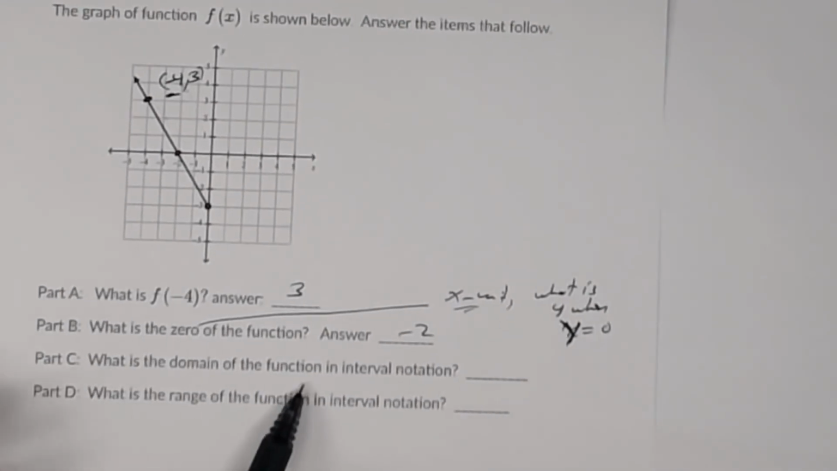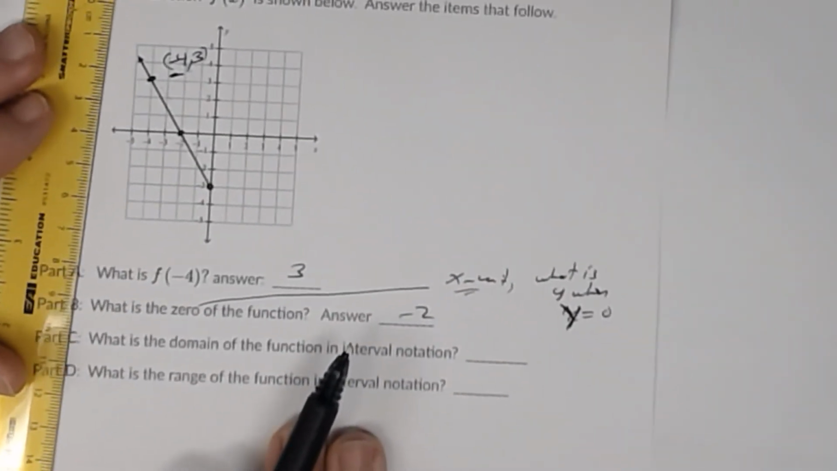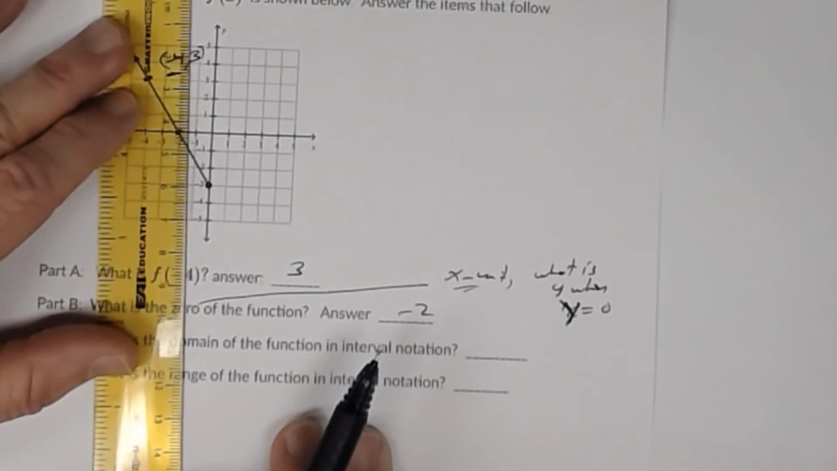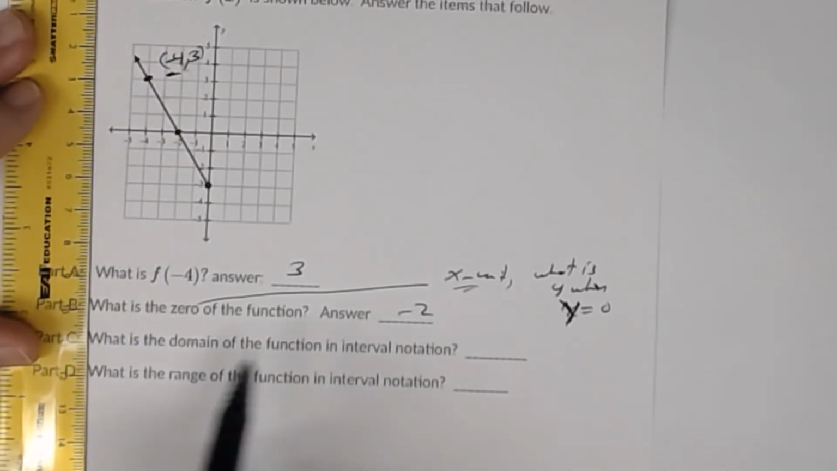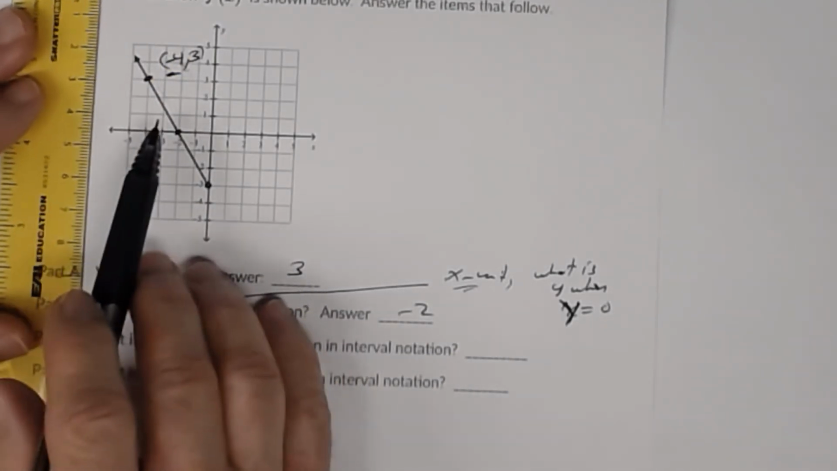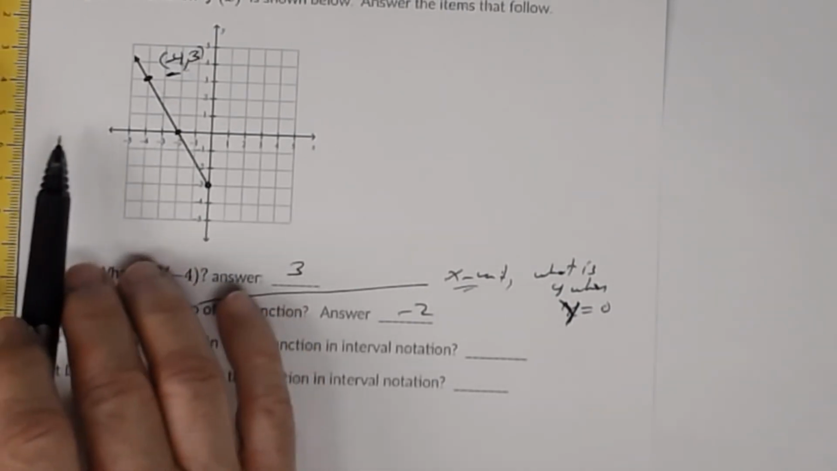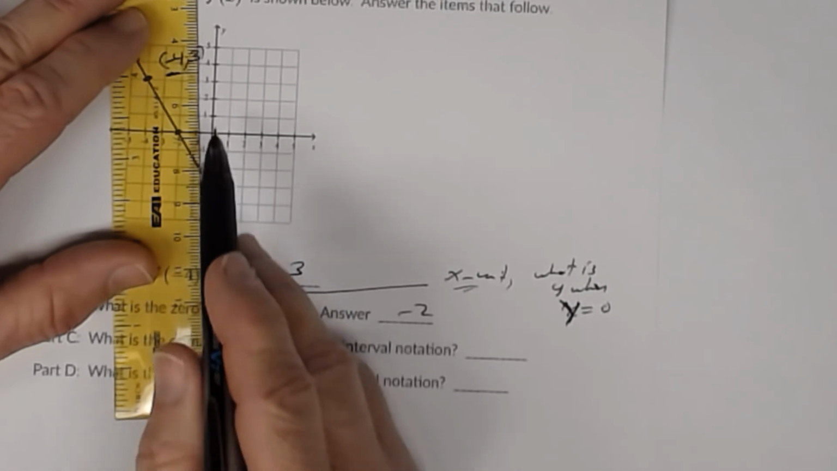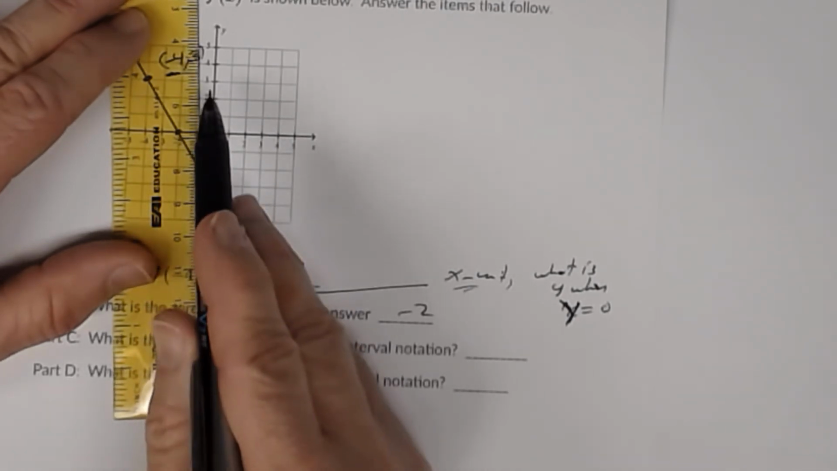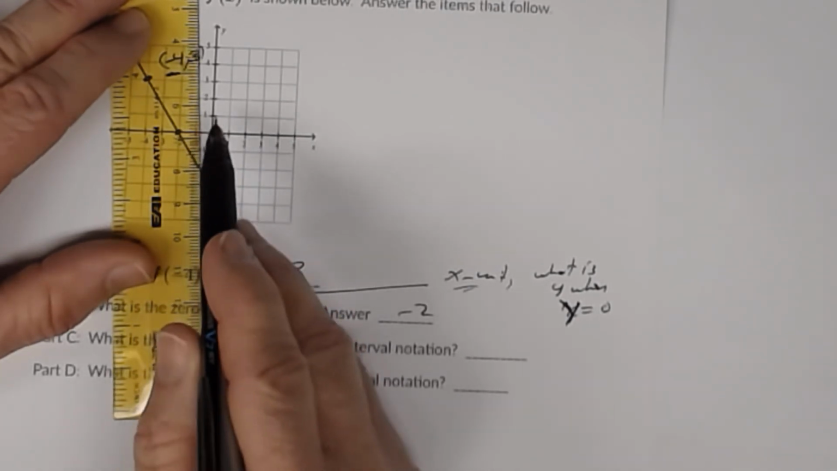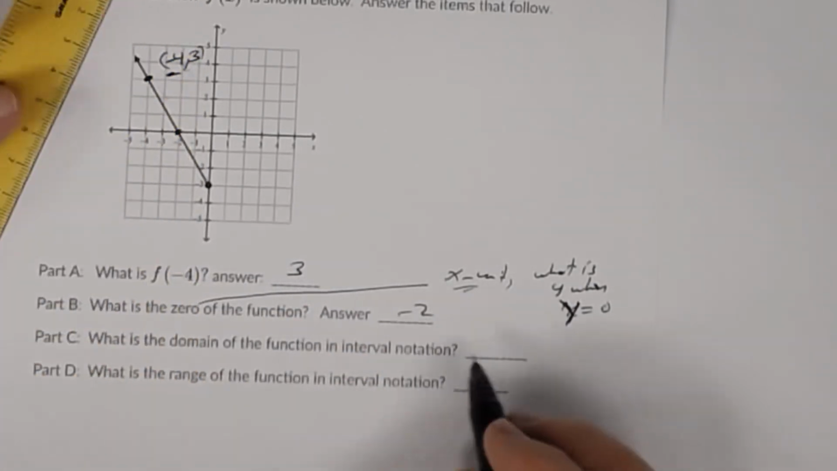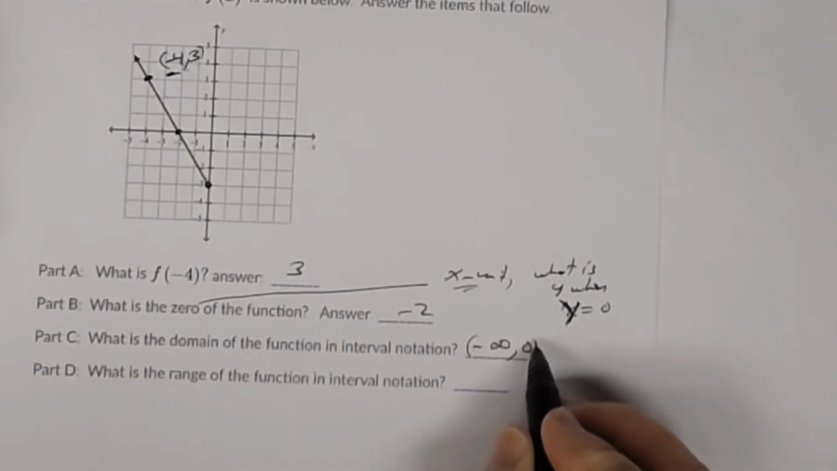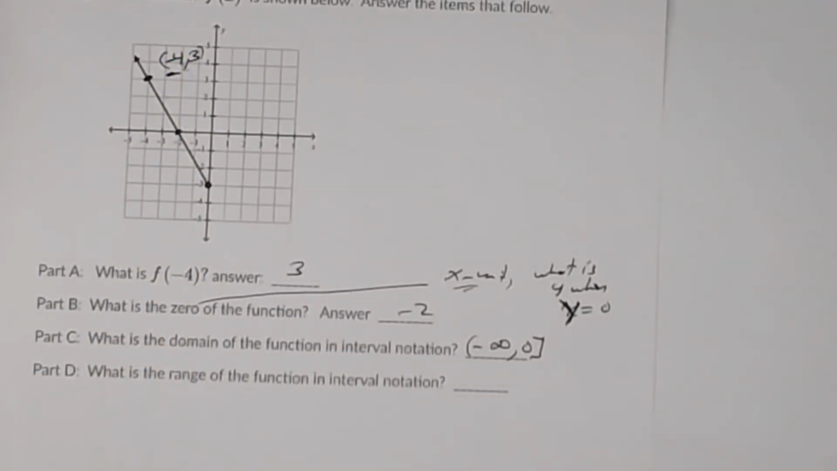Part C, what is the domain of the function? Remember, the domain is the set of x coordinates. You go from left to right, correct? Notice that's an arrow pointing to the left, so you're going from negative infinity to this x value here. That's the y-axis, so the x value is 0. So you're going from negative infinity to 0 with a bracket, because that's a closed circle.